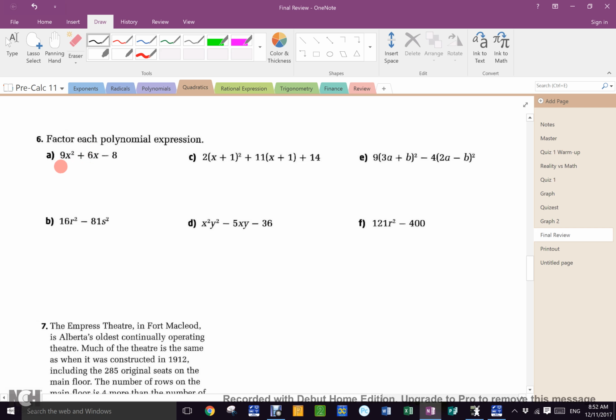Factoring shouldn't be a problem. 3x plus 4, 3x minus 2, 7x plus 9, x plus 3. Does anybody need to see how to do that? Or do people remember? Going once, twice. You want to see it? Okay.